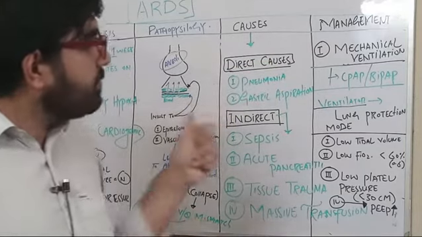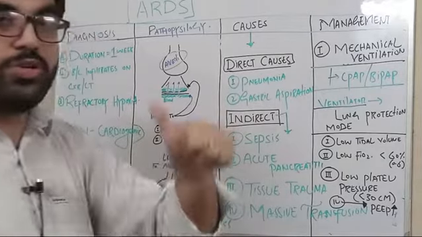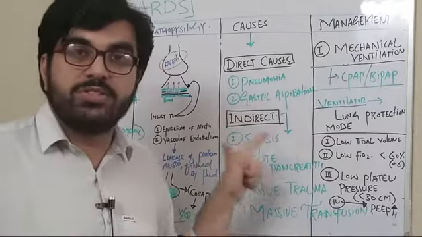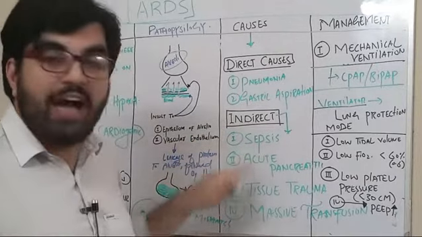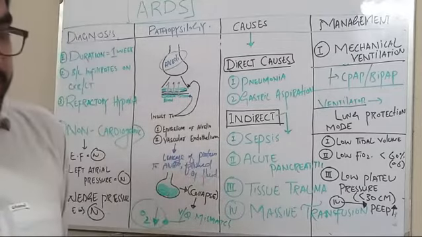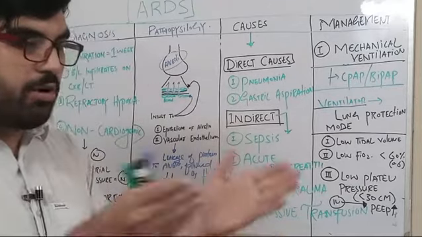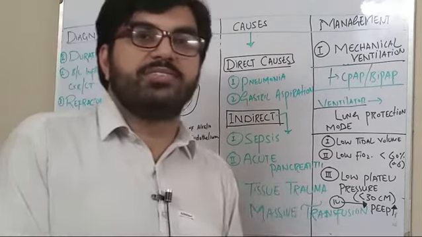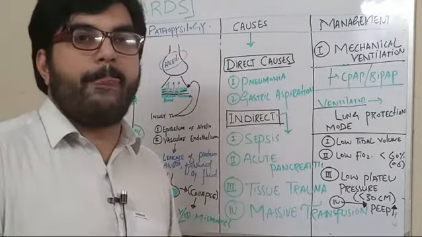But along with that, you also have to take care of the cause. You have to treat pneumonia, you have to treat the respiration of course, and you have to address the cause if possible. Now there is also a classification of ARDS. We have mild, moderate and severe, and that is based on the PaO2 divided by FiO2 ratio.